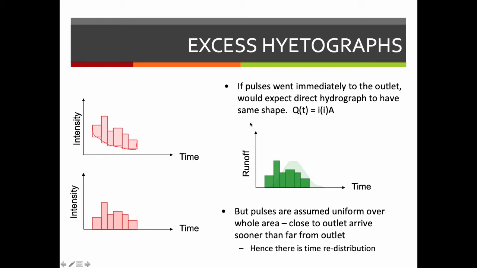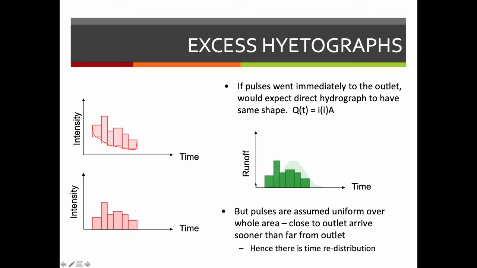Now the idea of delay comes in. If the pulses could immediately get to the outlet, which in some sense they do in our tank model of a few minutes ago, if they could directly get to the outlet, we would expect the output hydrograph to pretty much look just like the input time series, except the units would change from intensity units to runoff units. And so our output response would look like these green pulses here. Red pulses in, green pulses out.